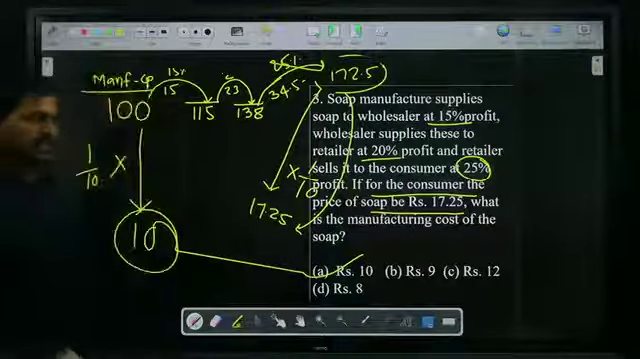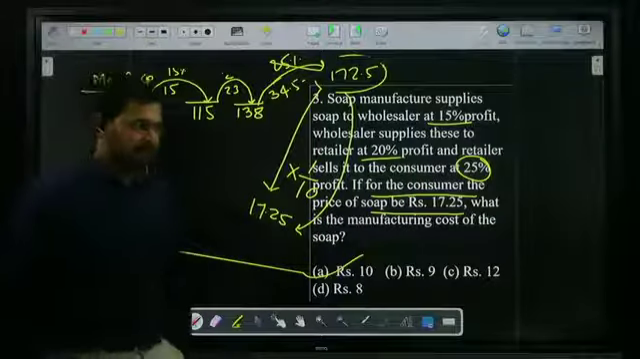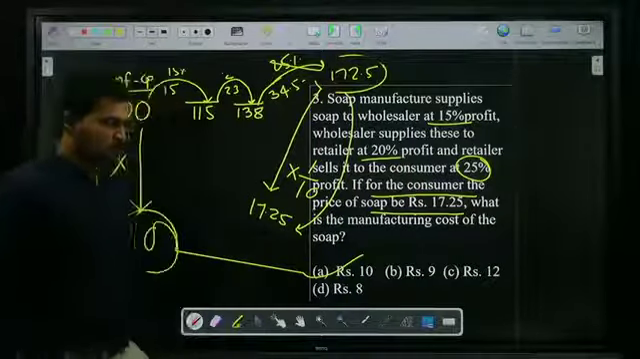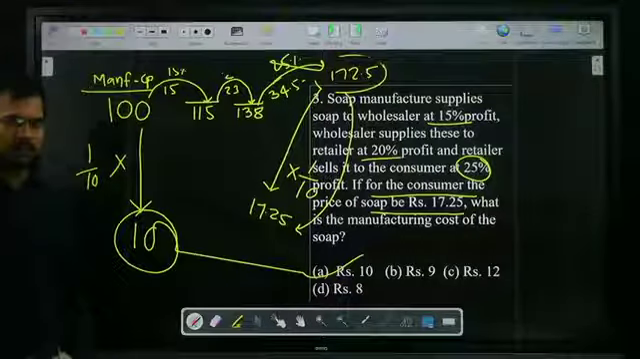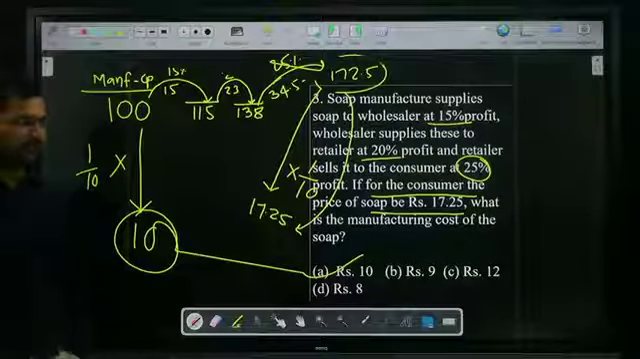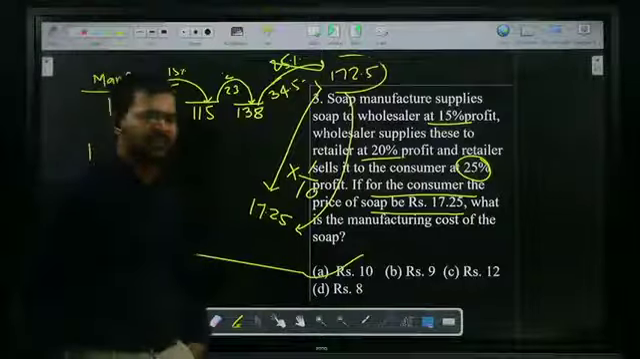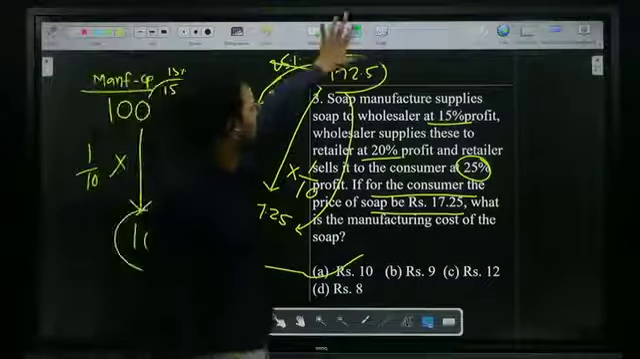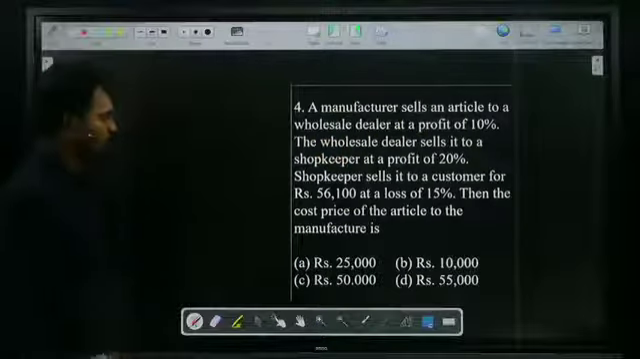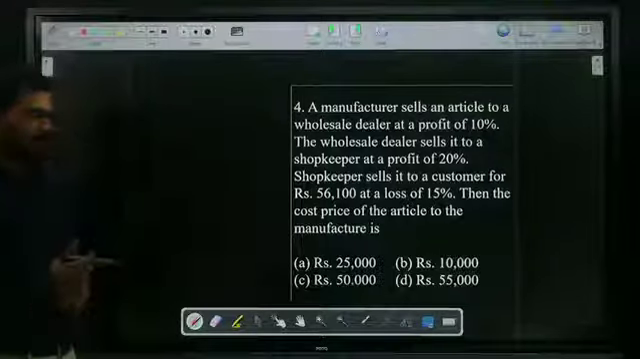So are you ready for the challenge? I will give a similar question. Just try to solve it yourself. Are you ready for the challenge? I will give a similar question. All of you ready? Just try to solve the next question.